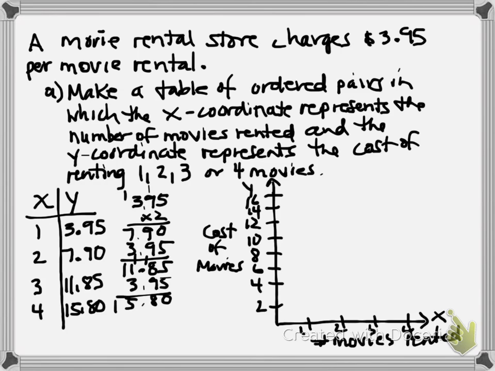So 1 goes with $3.95, which is going to be just below 4. Okay. 2 goes with $7.90, which is going to be just below $8. Now, if we have graph paper, it'd be easier to do because we would have the blue lines of the graph paper to line things up. Let's see, three movies is going to be under 12. And 4 movies is going to be under 16.